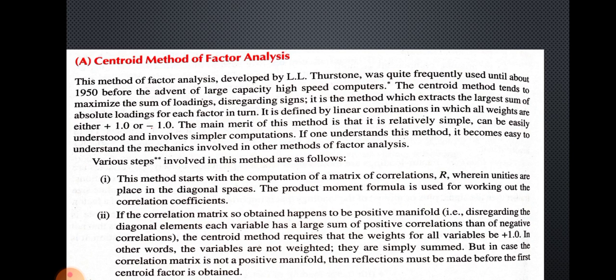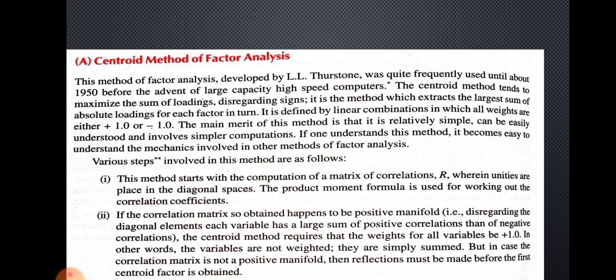Second, if the correlation matrix so obtained happens to be a positive manifold, that is, disregarding the diagonal elements, each variable has a larger sum of positive correlations than of negative correlations, the centroid method requires that the weights for all variables be +1. In other words, the variables are not weighted, they are simply summed. But in some cases the correlation matrix is not a positive manifold, then reflection must be made before the first centroid is obtained.